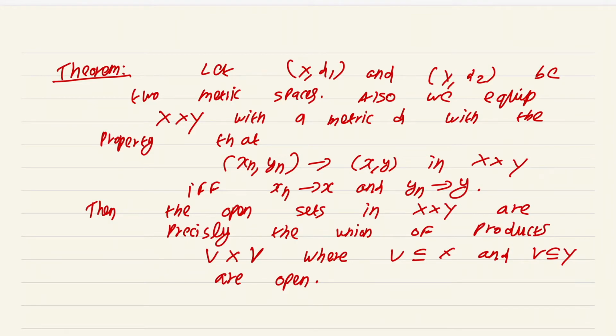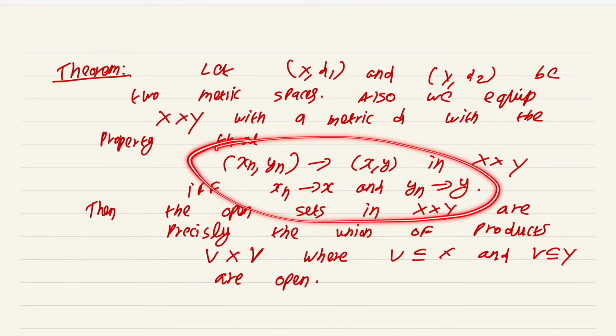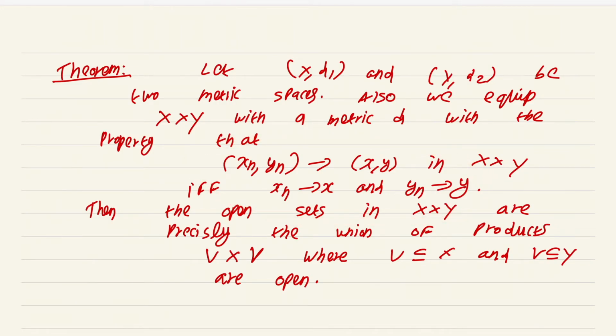Consequently, what this is indirectly showing, or rather directly showing, is that you could have put whatever metric you want on X cross Y. As long as it has this property, it's going to be equivalent to any other metric with that property. So two metrics on X cross Y that have this characteristic property are equivalent to each other. So in some sense, it really doesn't matter what metric you put on the product space from the perspective of topology, simply because they are all going to lead to exactly the same open sets.